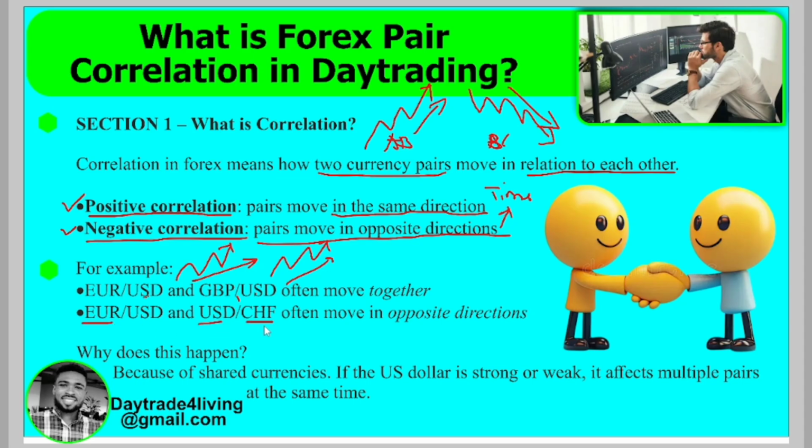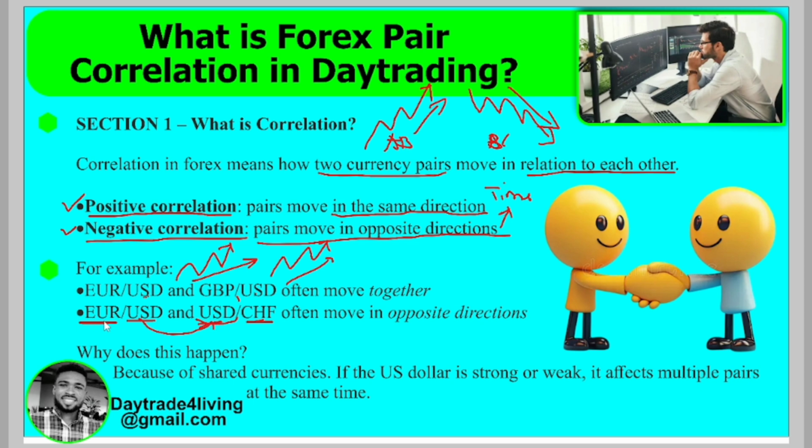What does it mean? It has USD in both. But in this scenario, the Euro is the base currency and the USD is the quote currency. Here, the USD is the base currency and the Swiss franc is the quote currency. So let's assume that the USD is weak here, which means likely the USD is also going to be weak here.